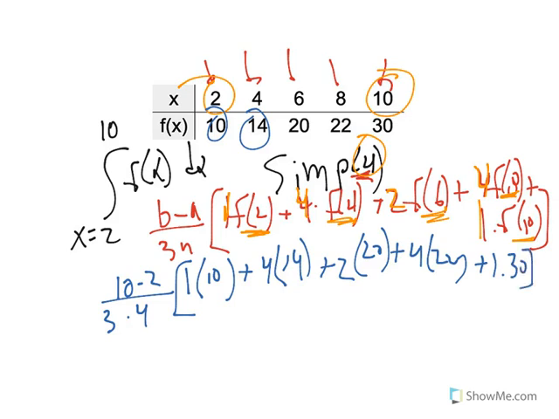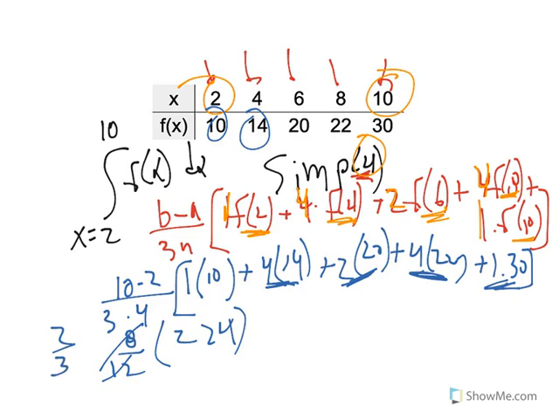Well, this is 8 over 12. Here we have 10 plus 56 is 66. 40 more is 106. 88 more is 194. Plus 30, 224. Let's see, this is 2/3. 224 is not divisible by 3, so I'm just going to times it by 2 and get 448 thirds.